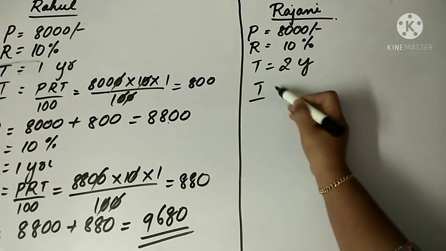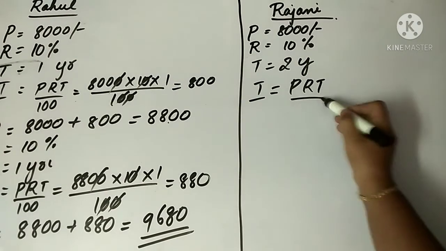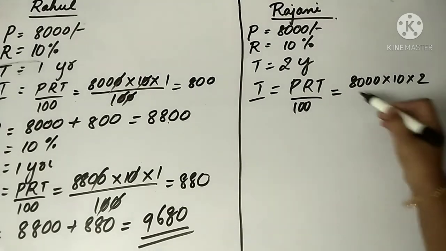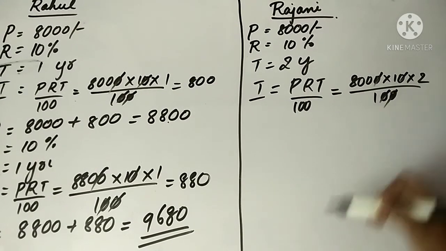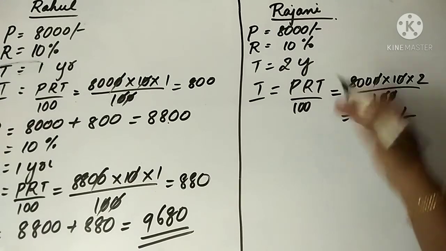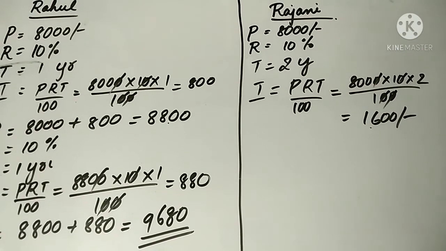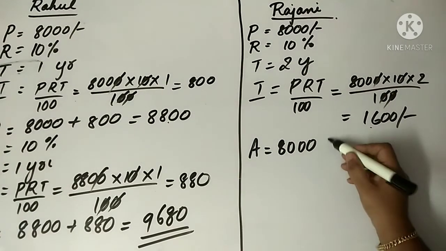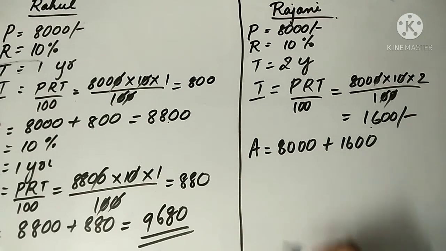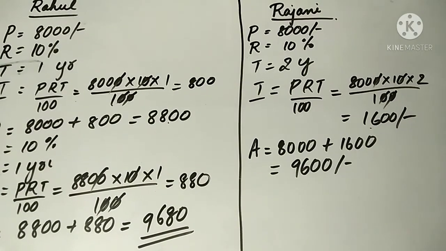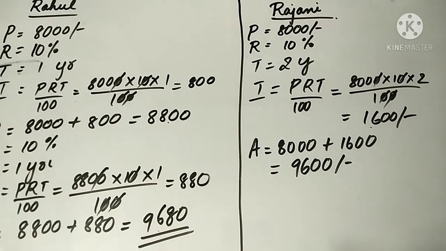In the case of Rajani, she deposited this amount for 2 years. So interest is equal to PRT by 100, that is 8,000 into 10 into 2 by 100. These zeros get cancelled. Balance 800 into 2, 1,600. So the interest Rajani got is 1,600. After 2 years, what is the amount Rajani got back? The principal amount 8,000 plus the interest amount 1,600, that is equal to 9,600 rupees. So after 2 years, Rahul gets 9,680 rupees and Rajani got 9,600 rupees.